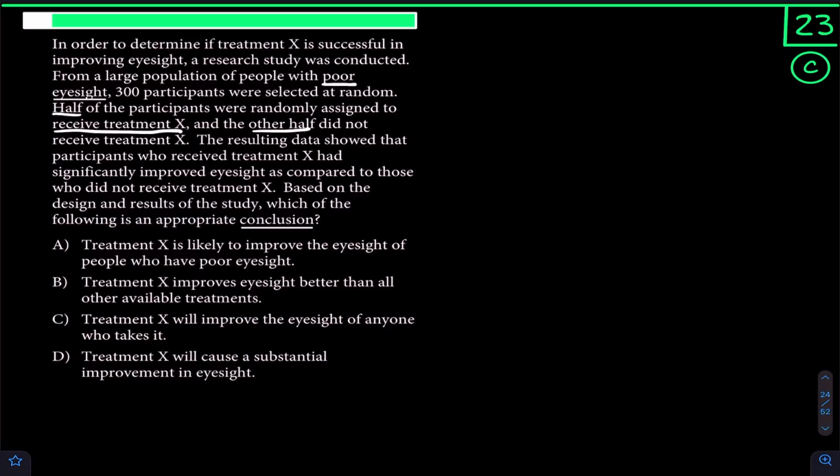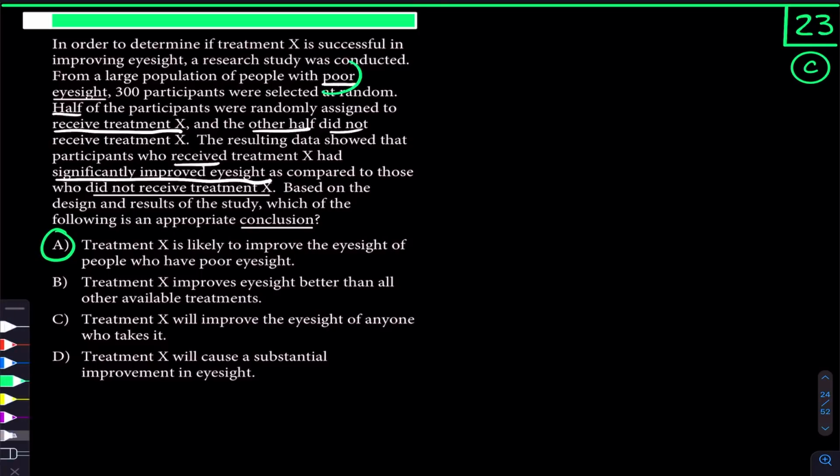And the other half did not receive this treatment. The resulting data showed that those who received the treatment had significantly improved eyesight compared to those who did not receive it. So now we have to draw a conclusion based on that. Choice A says treatment X is likely to improve the eyesight of people who have poor eyesight. And that's true. So I would probably go with A right off the bat.